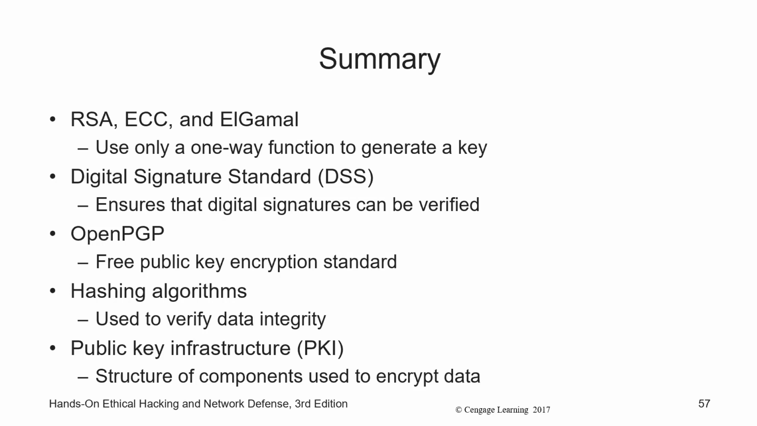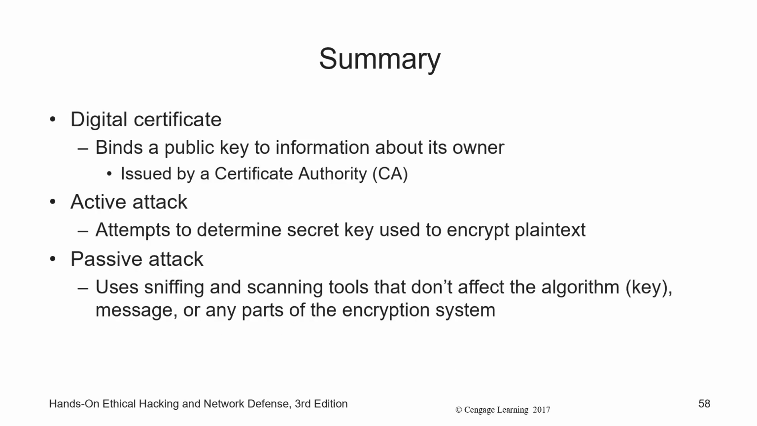Again, these are one-way functions to generate a key. They're used in asymmetric encryption. And DSS is the digital signature standard. It ensures that digital signatures can be verified. OpenPGP is a free public key encryption standard. Hashing algorithms are used to verify data integrity, but remember the consequences of collisions, and that's what people search for. Public key infrastructure, that's the structure of the various servers, components, and software that are used to encrypt data, and that deals with asymmetric algorithms.